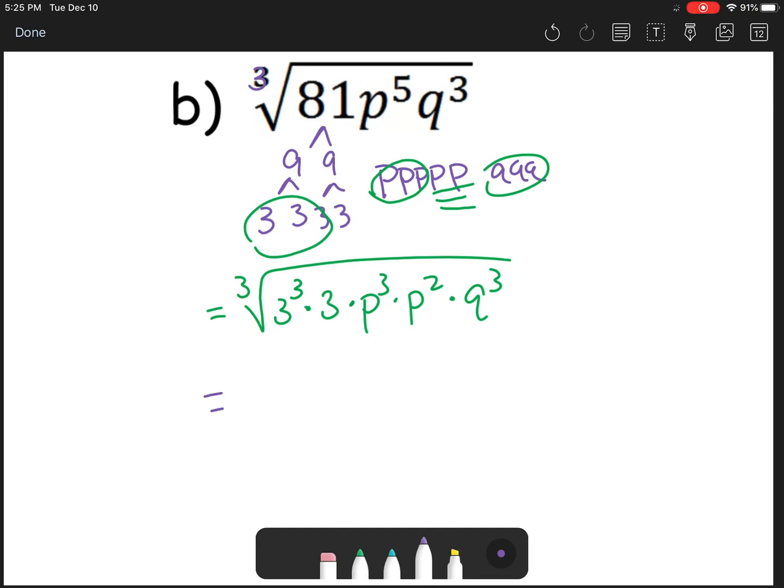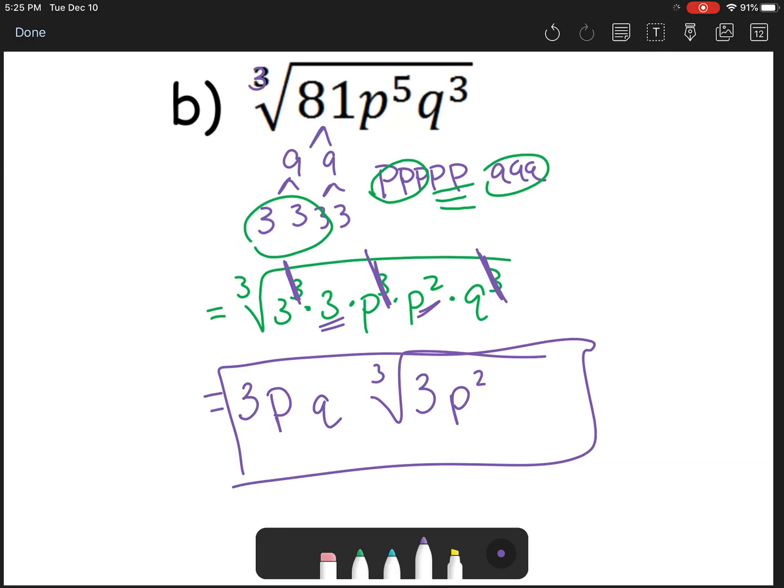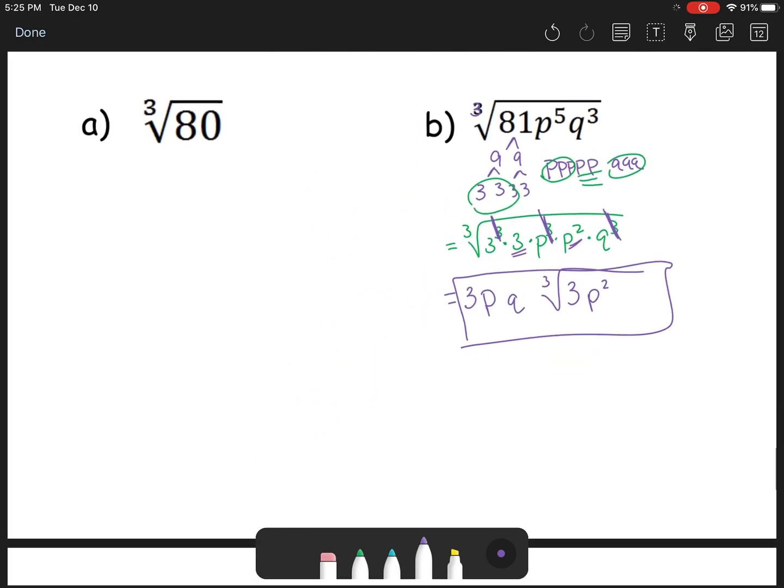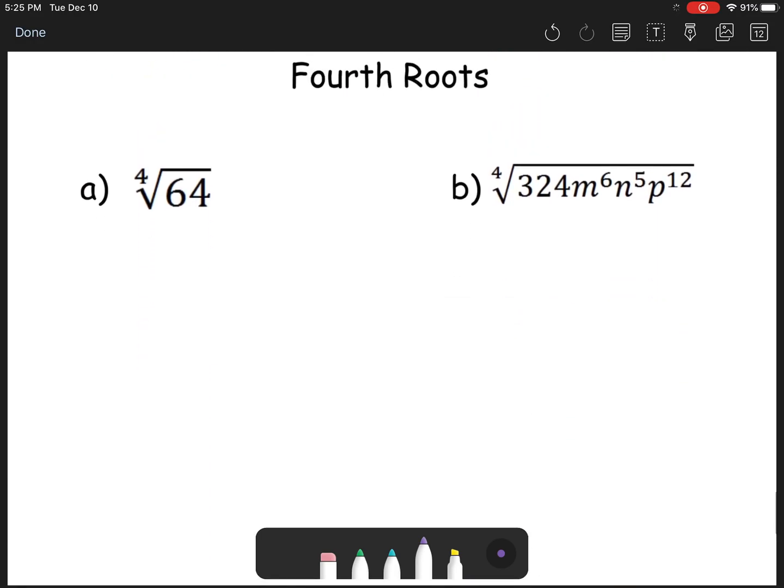So just like the square root is the opposite of squaring, the cubed root is the opposite of cubing. That's why we looked for groups of 3. So the cubed root of 3 cubed is just 3. Well, this is not a group of 3, so it's stuck under our radical. The cubed root of p cubed is just p. P squared, again, it's not a group of 3, so it's stuck under our radical. And the cubed root of q cubed is q. So this would be our simplified answer. So that's how you look at cubed roots.